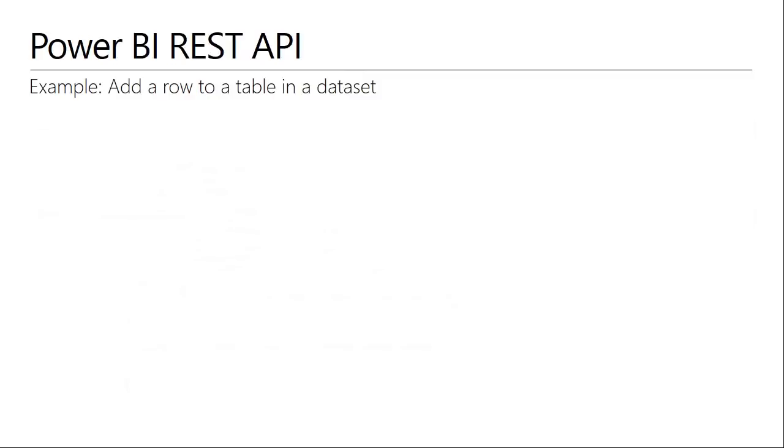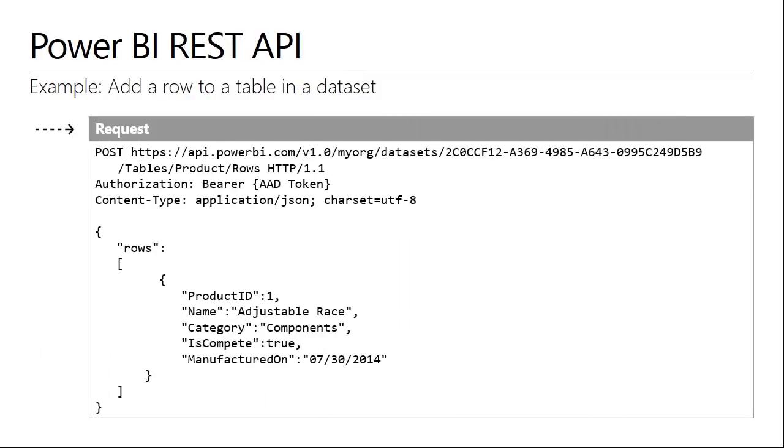Let's take a look at another example, this time adding a row to a table in a dataset. Programmatically, the request would post to this URL, and note that the URL includes the datasets and the GUID for the dataset, and then the tables collection, and then the name of the table and its rows. It would include the token, and then the JSON document that is posted would be a collection of rows, defining columns and values.